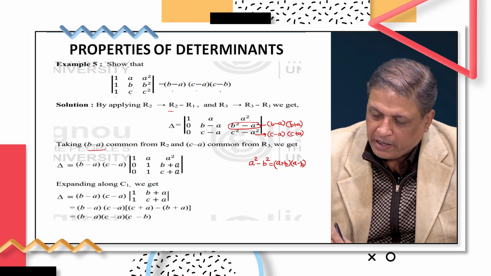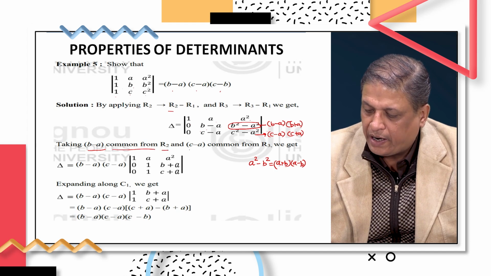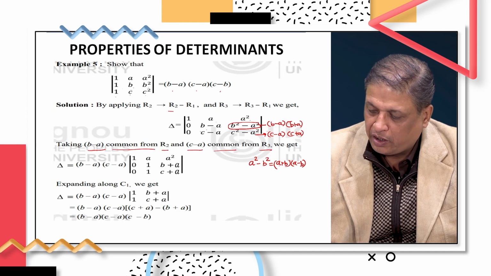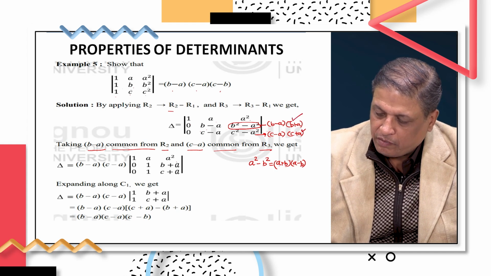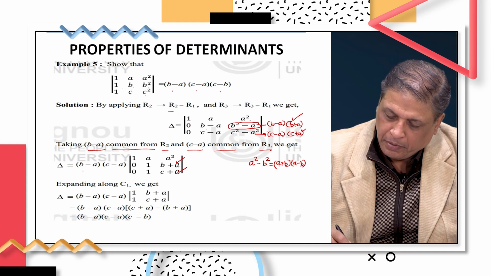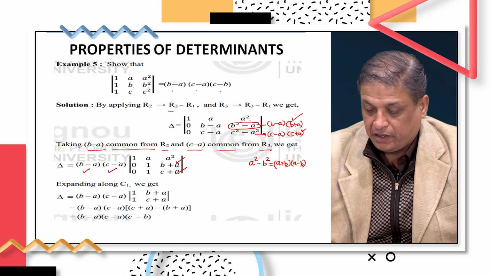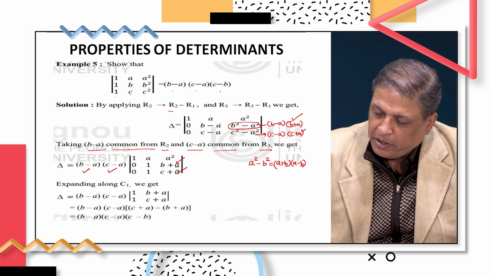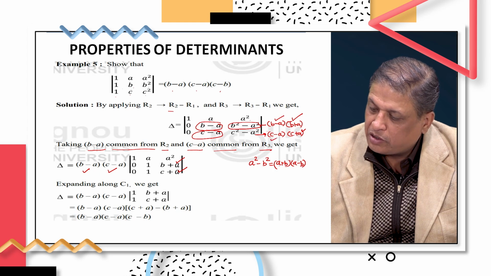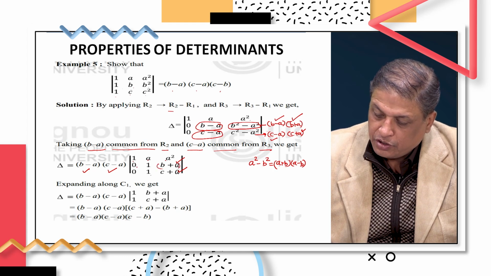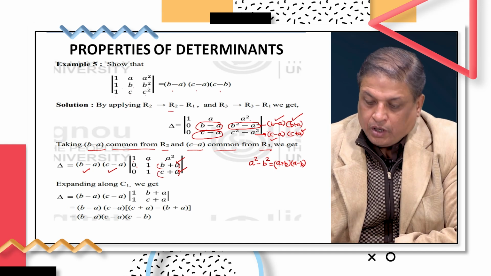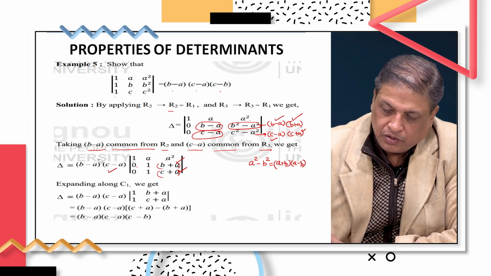So if we take b minus a common from row 2 and c minus a common from row R3, then what will happen? The remaining terms will be b plus a and c plus a, and b minus a and c minus a are taken as common. So the new determinant will be, this b minus a moving out and this c minus a moving out, and whatever is remaining is 1, a square, 0, 1, b plus a, 0, 1, c plus a. I hope up to this step it is clear to you.